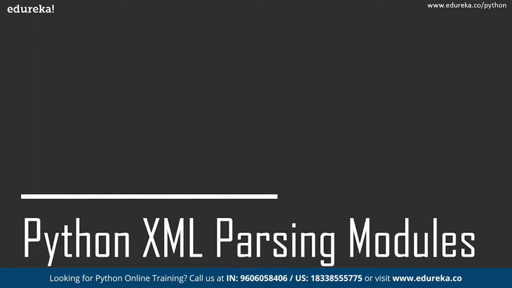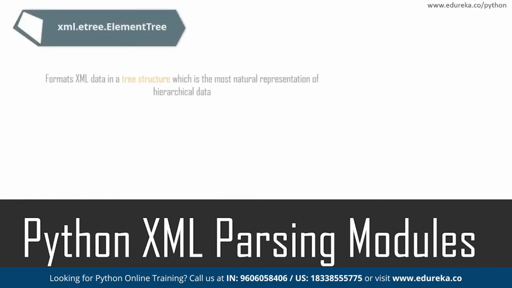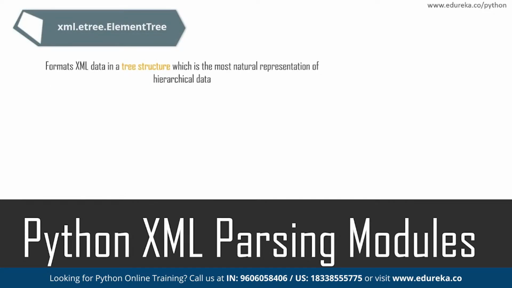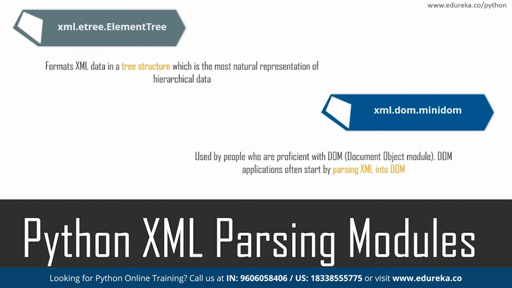Now let's move on and take a look at Python XML parsing modules. In this session, I'll be making use of the ElementTree and the minidom module to parse XML using Python. The ElementTree module helps us format XML data in a tree structure, which is the most natural representation of hierarchical data. The element data type allows storage of hierarchical data structures in memory. The minidom module is basically used by people who are proficient with DOM, or the Document Object Model. DOM applications often start by parsing XML into DOM.